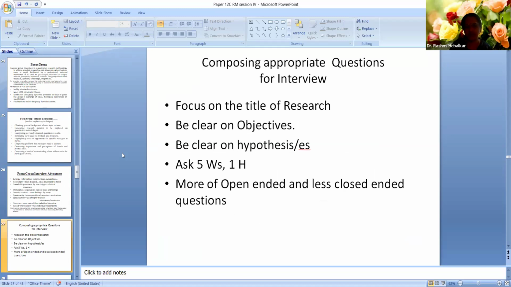So always focus on the title of the research. Be clear on objectives, be clear on hypothesis. If you have framed, ask 5W1H each question, open-ended questions. Generally, yes/no questions are for the questionnaire. In an interview, there are open-ended questions where you have to talk elaborately.